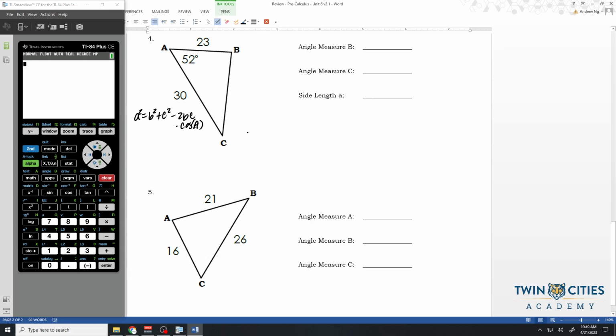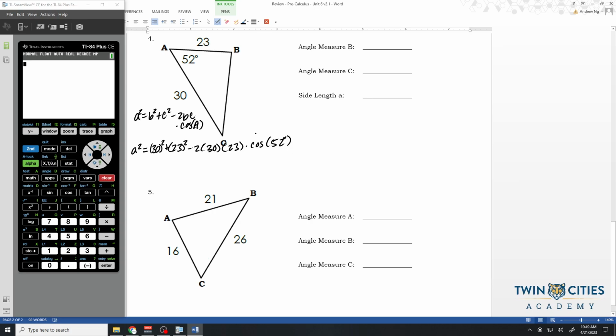So let's fill this in. A squared is equal to B is 30 and C is 23. So this will be 30 squared plus 23 squared minus 2 times 30 times 23 times the cosine of 52 degrees.